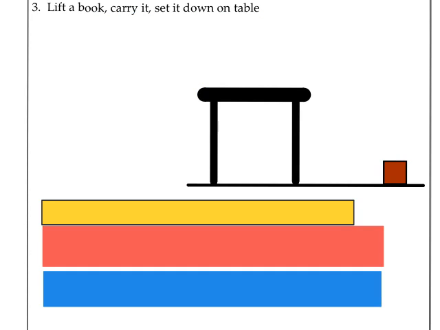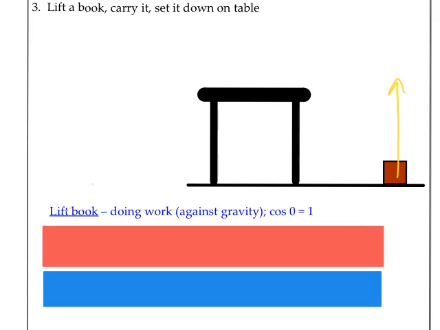For our next example, we're just going to talk about a scenario. Let's say that I am going to lift this box. Are you doing work when you lift something? Hopefully you said yes, and the answer is because you're doing work against gravity. I'm applying a force upward, and the box is moving upward, so I've done work.